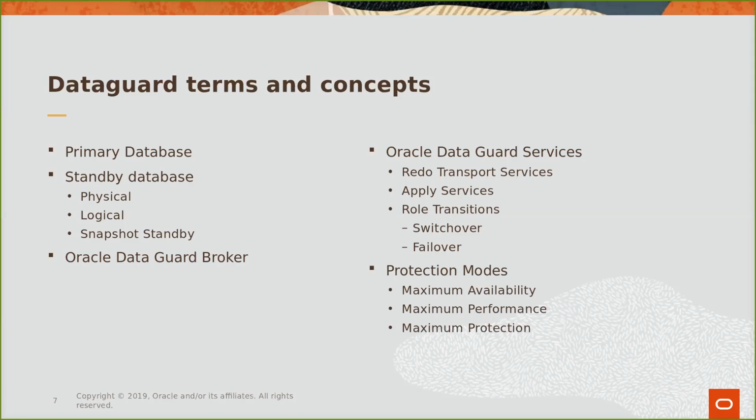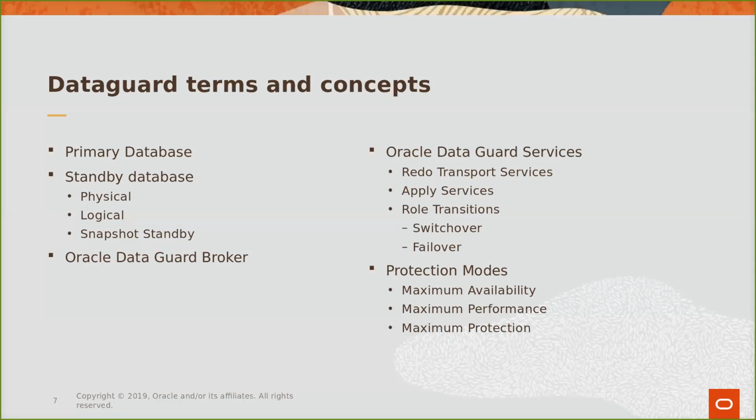Last but not least, we also have 3 protection modes that DataGuard can run with. Maximum availability provides the highest level of data protection without compromising the availability of the primary database. So max availability will attempt to write the data to the standby database synchronously, but will switch to async if it's unable to do so.